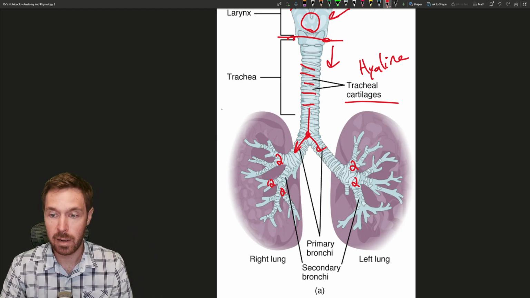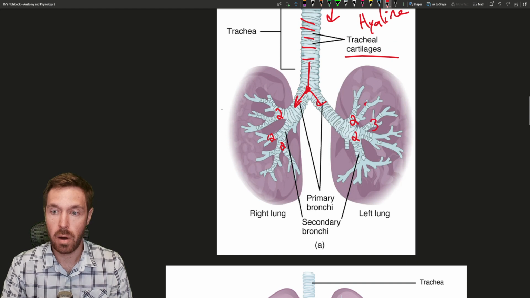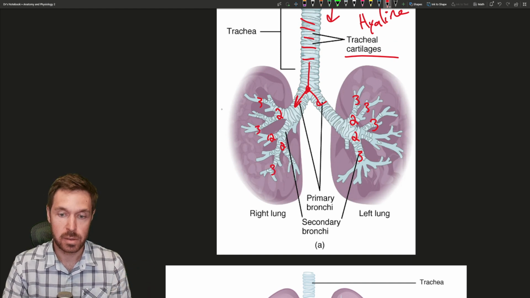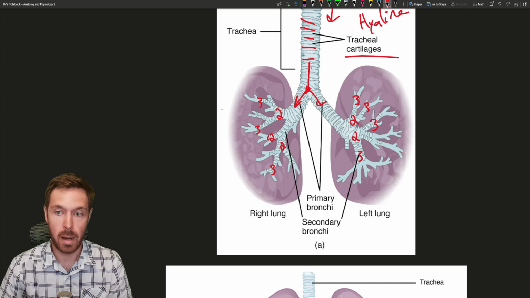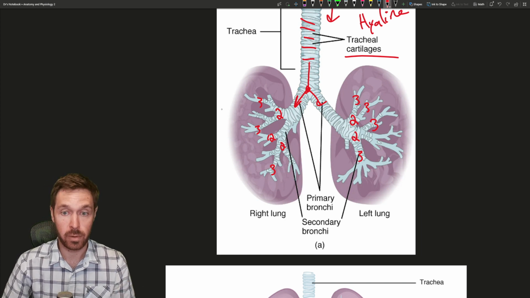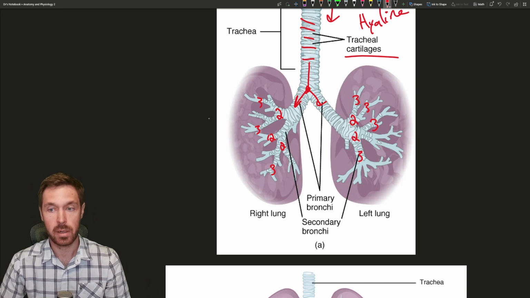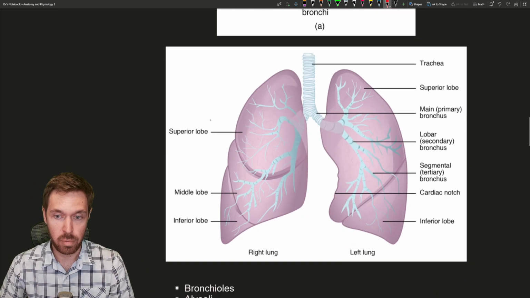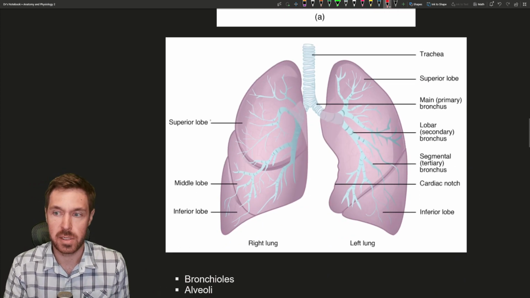But then it goes to the secondary, and then these smaller ones are tertiary bronchi. So primary, secondary, tertiary for third, or first order, second order, third order. So as they get smaller, you go down more branches. Here, this is the more accurate representation right here.